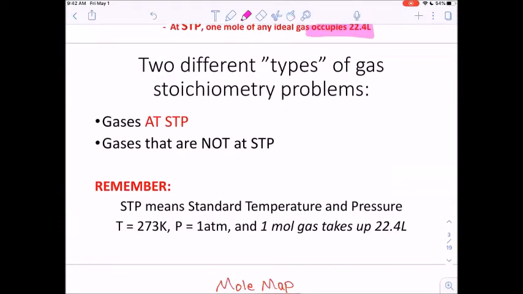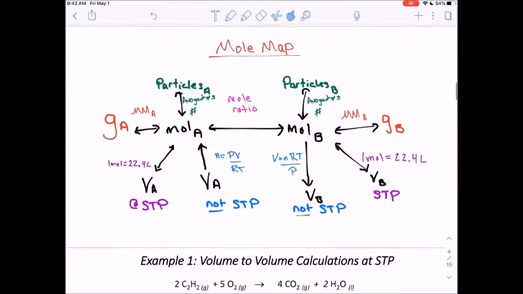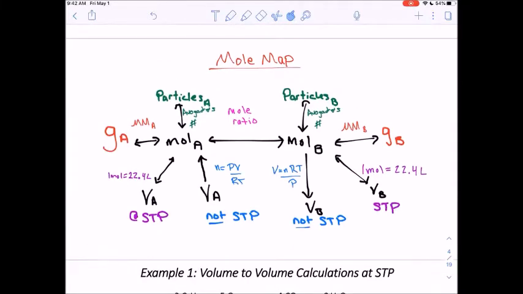So as I said, we have 2 types of problems. We have STP and we have not STP. If you don't remember what STP means, it's written right here for you. So STP is standard temperature and pressure, where the temperature is 273 Kelvin, the pressure is 1 atmosphere, and the new thing we're adding in here is that 1 mole of gas takes up that 22.4 liters of space. Very important here. So we have our mole map again, and we're going to focus on the volume to volume for this next example here.